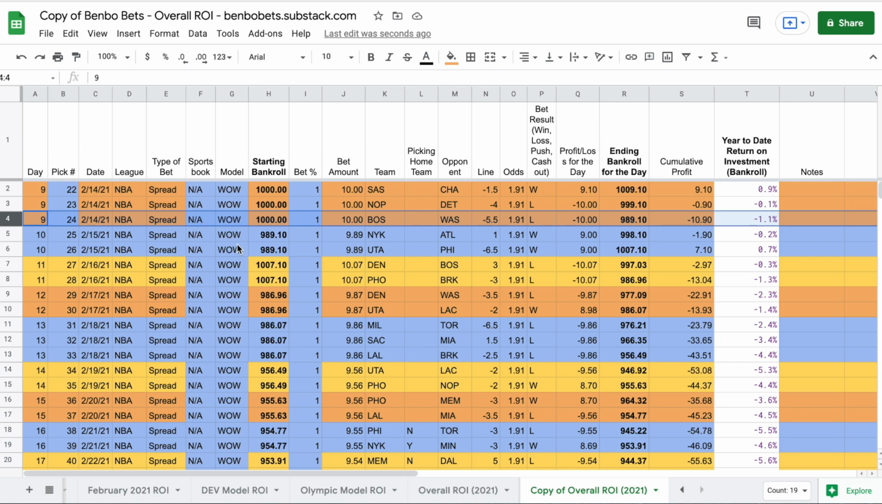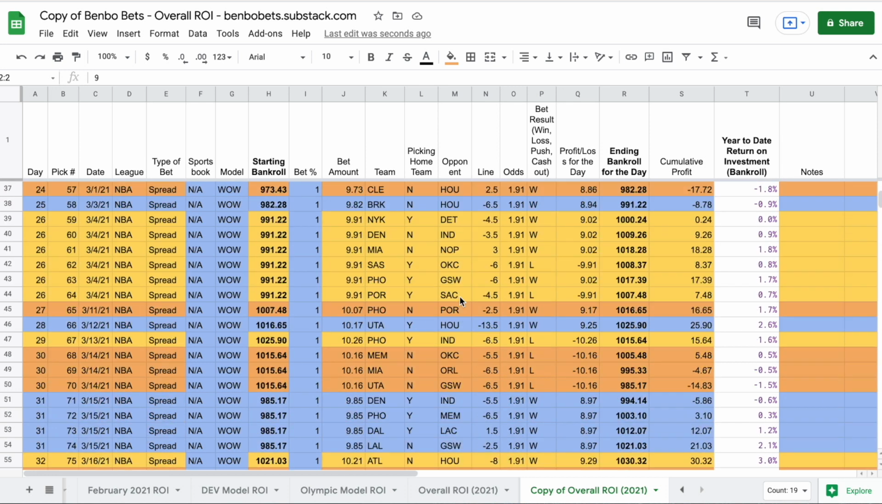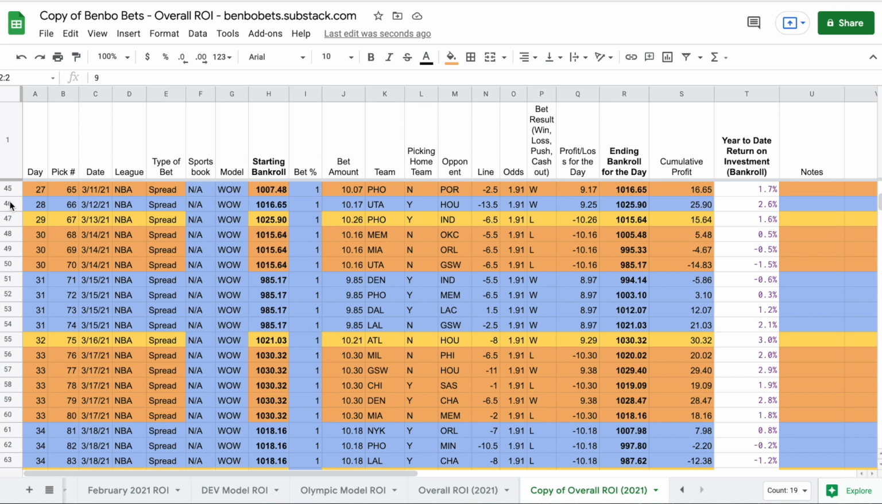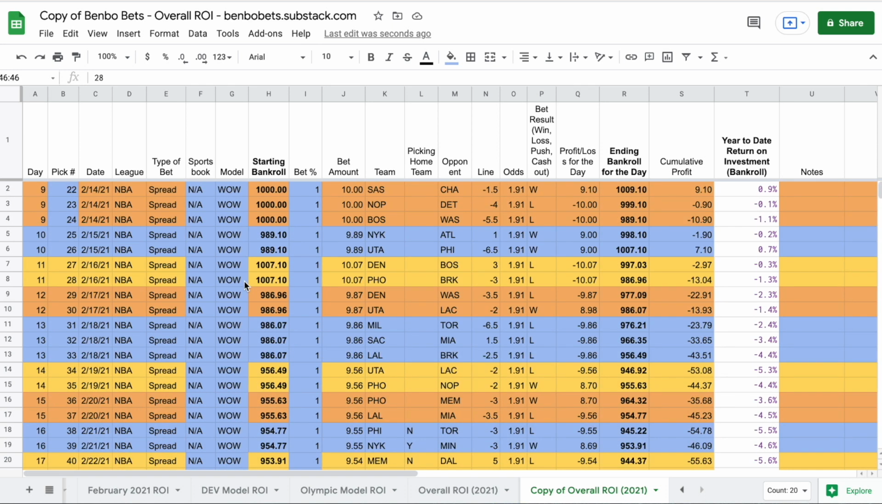I think for about the first 2 or 3 weeks, I posted all my picks publicly on Reddit, probably for the first 2 weeks, and then moved to the newsletter, and then the newsletter went paid on March 12th. Okay, so that's just an example of how I use this sheet and how you can use this sheet to look at a bunch of different things.